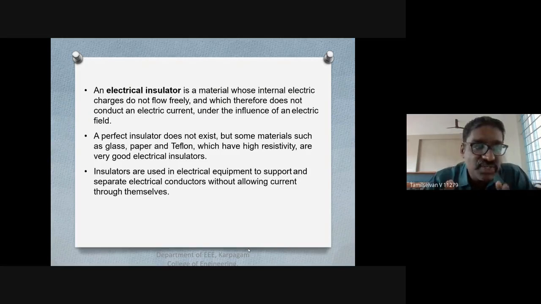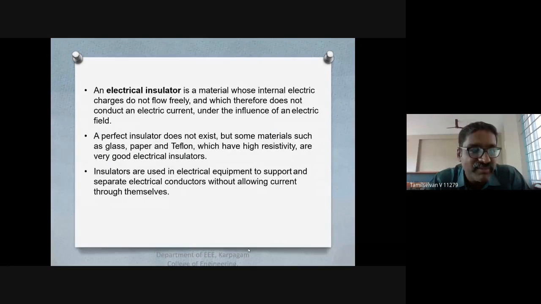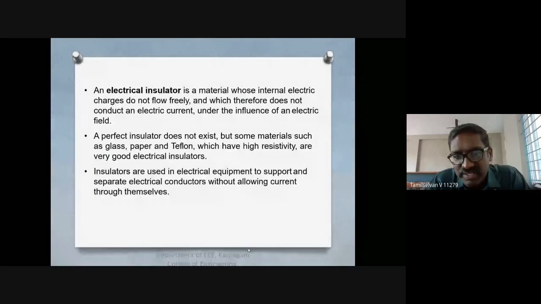That current should not flow to the earth through the support. To avoid that, we use insulators. When using insulators, they won't allow the current to flow freely through the supports to the ground.